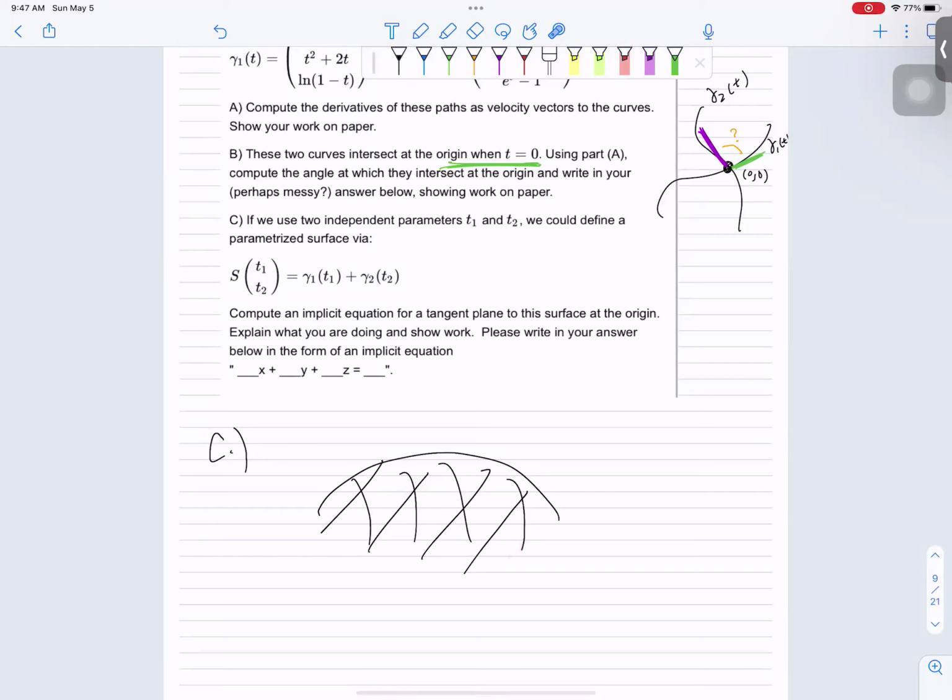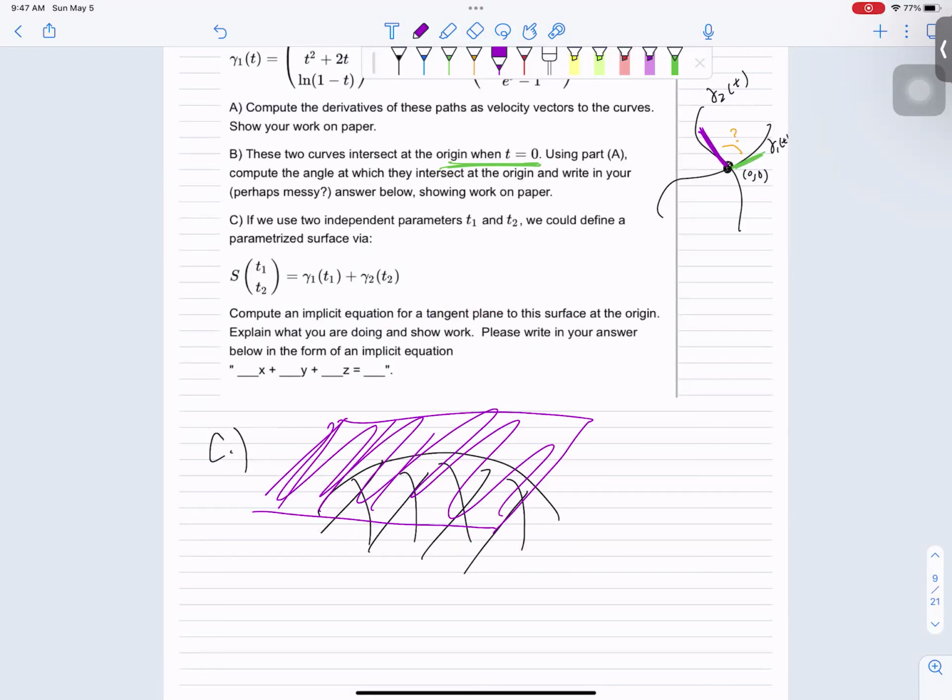I want to find an implicit equation for a tangent plane to the surface. Think surface, tangent is always barely touching it. So the tangent plane is going to be this purple thing, where it touches the surface. I guess I could draw my surface a little bit better. All right. How do I get this equation of a plane? For any plane, I always need the normal vector, and a point where my plane intersects the surface.